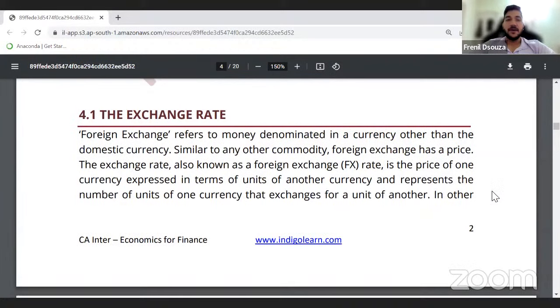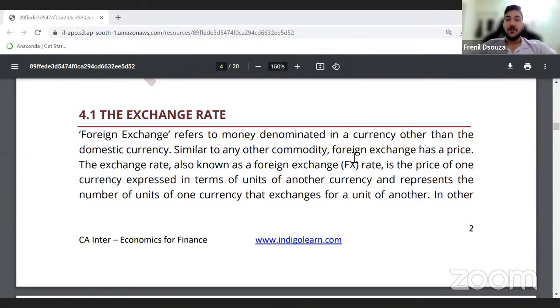The exchange rate. What do you mean by an exchange rate? A foreign exchange refers to money denominated in a currency other than the domestic currency. So we live in India, and we use a currency such as the rupee. A person living in America uses American dollars. In Australia, they use Australian dollars. Many countries use different currencies, and any currency they deal with other than their home currency is called foreign currency. It's as simple as that.